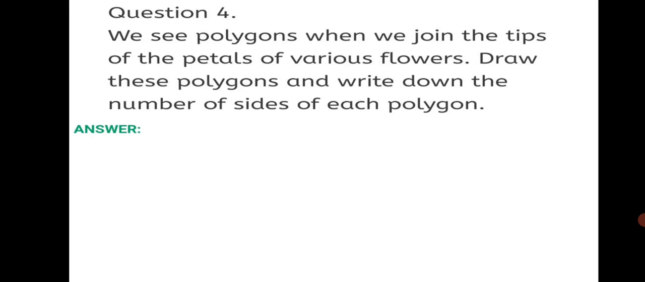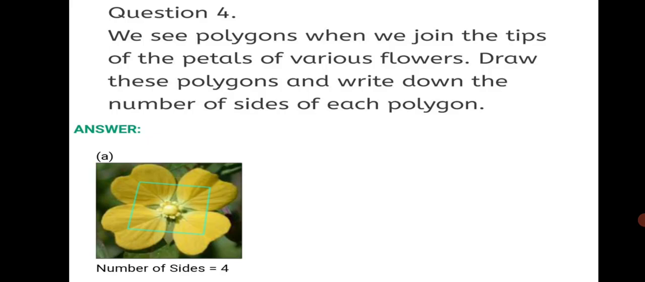Okay. Question number 4. We see polygons when we join the tips of the petals of various flowers. Draw these polygons and write down the number of sides of each polygon. So let's have a look at a few flowers. Let's draw any 3 flowers. First one, we can see this flower with 4 petals. So write number of sides is equal to 4. When you join the tips of these petals, you get 4 sides.